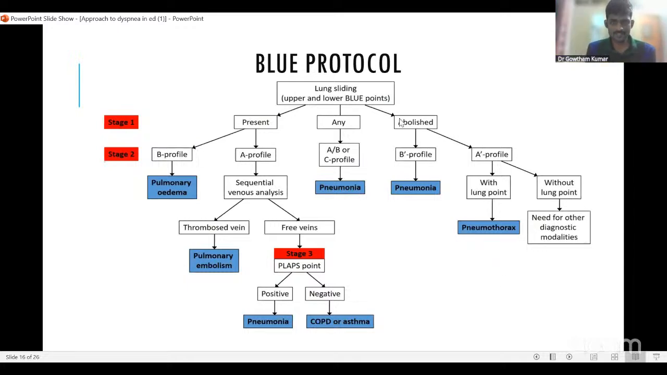If there is no sliding sign, then if there is an A profile, check for lung point. If there is a lung point, there is a pneumothorax. But very minimal pneumothorax can be missed out. For such cases, go for CT.